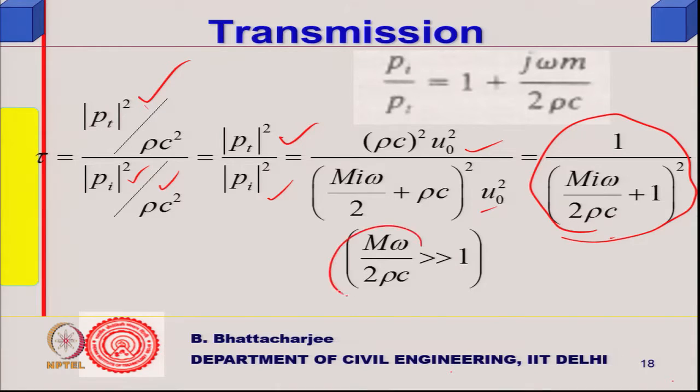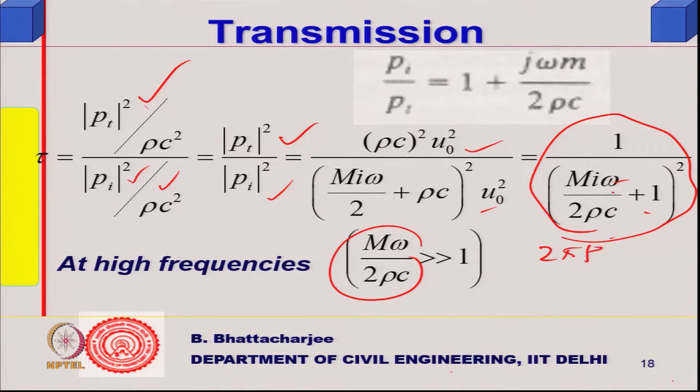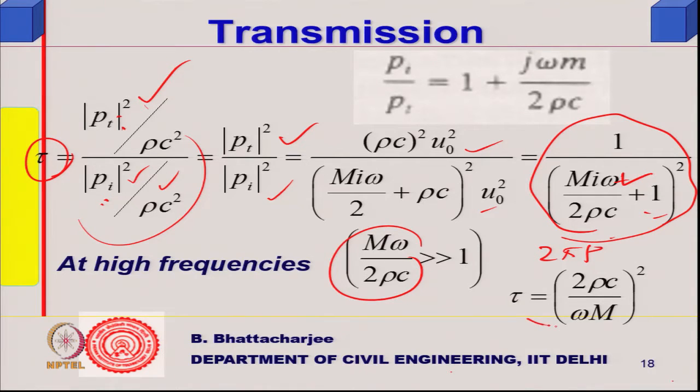And if this is too large compared to 1, then I can write it simply at high frequencies, because ω is 2πf. If this is too large compared to 1, then I can write it in this manner at high frequencies, and tau will be equal to, because P_t squared by P_i squared is tau, this is nothing but tau. So, tau can be written in this manner: 2ρc by ωm squared, at high frequencies.